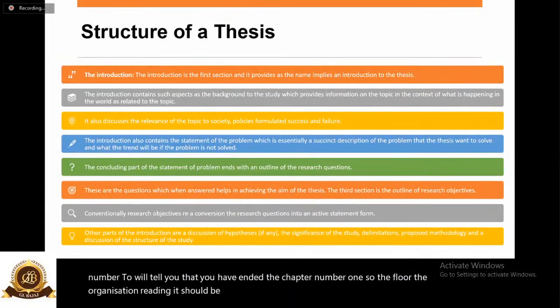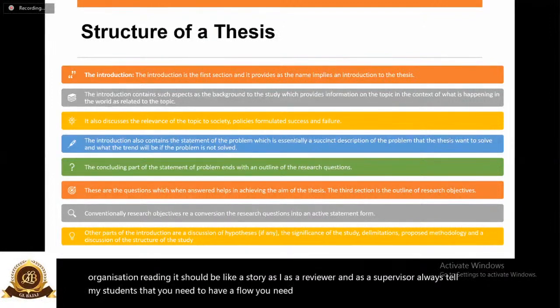As a reviewer and as a supervisor, I always tell my students that you need to have a flow. You need to attract the reader in terms of a story specification.